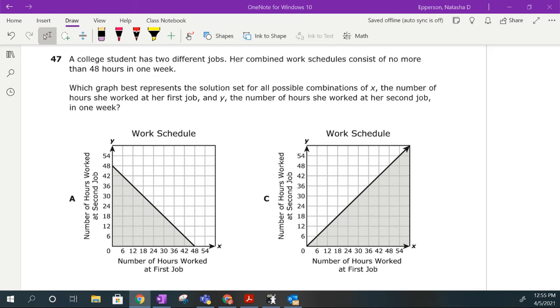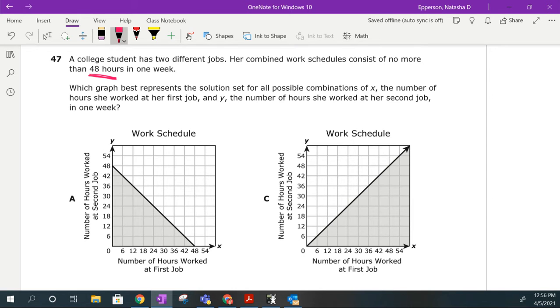All right, so question number 47. A college student has 2 different jobs. Her combined work schedules consist of no more than 40 hours in 1 week. We want to know which graph best represents the solution for all of the possible combinations of X, the number of job hours she worked at her first job, and Y, the number of hours she worked at her second job in 1 week.